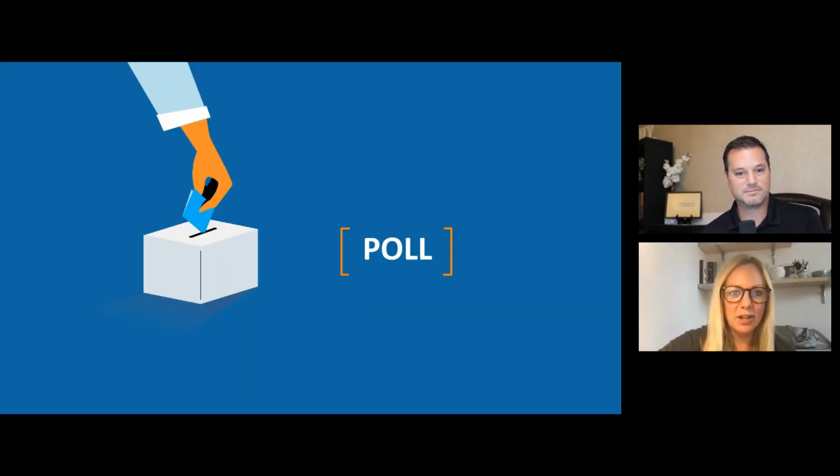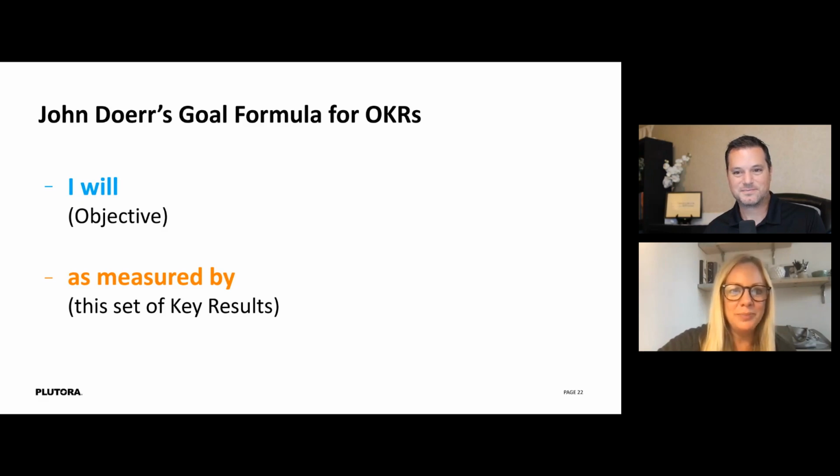So I'm just going to get to the next poll. And while Sharon's bringing that up, there we go. So are you using OKRs? You only just heard of them a minute ago. Yes, we love them. Yes, but they aren't working well for us. No, or you're thinking about it. Or if you want to say something else, just put it in the chat. So while you answer that poll, we'll just introduce you to John Doerr's goal formula for OKRs. So very simple: I will, an objective, as measured by this set of key results.